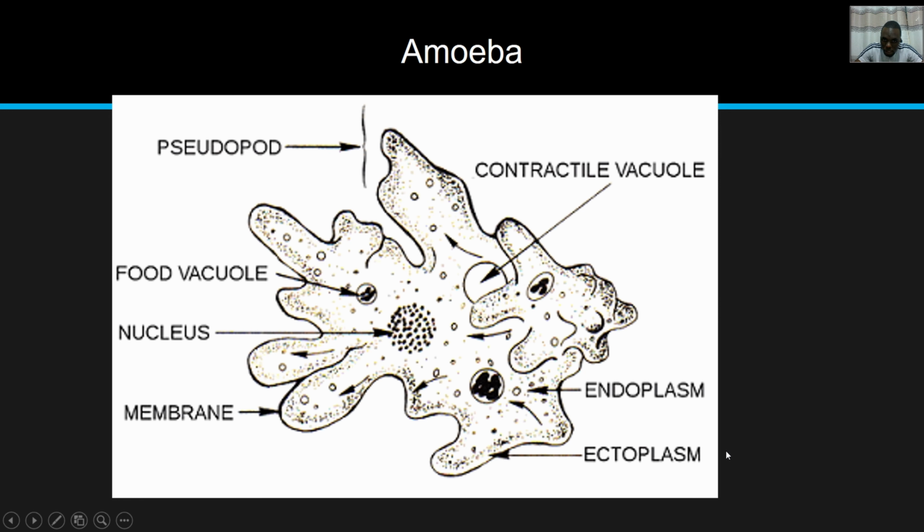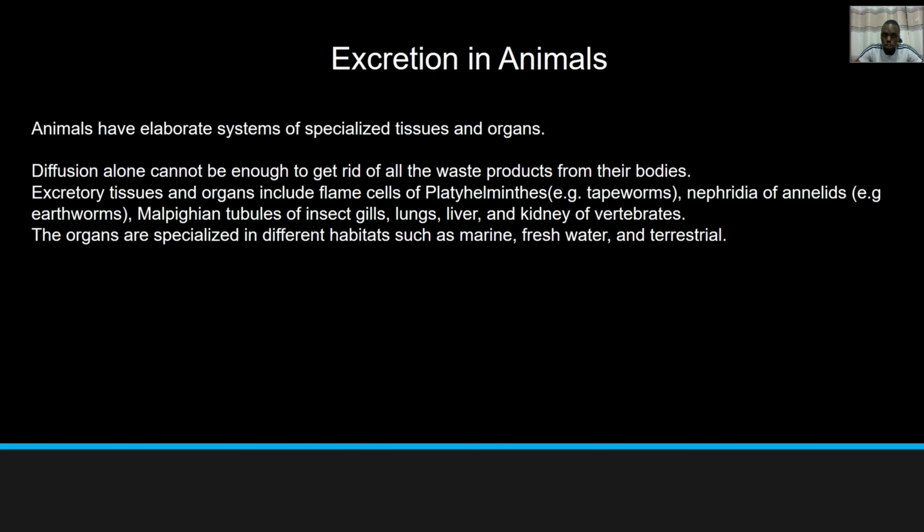This diagram represents amoeba. So this is how amoeba looks like. We have the pseudopod, which is meant for movement. We have the contractile vacuole, which collects those waste products. We have the endoplasm and the ectoplasm. We also have the membrane, and the nucleus, which is like the controller of every activity that happens in the cell, and then the food vacuole, which is meant for accumulating food to help it undergo the process of nutrition.